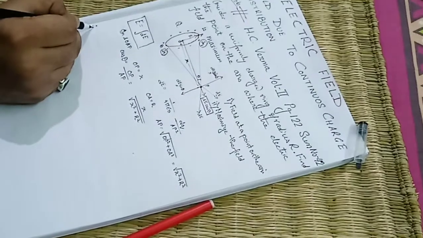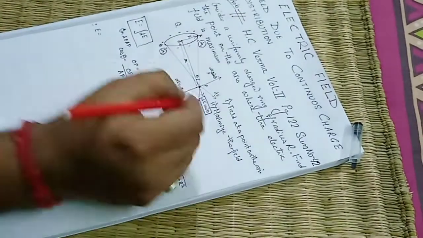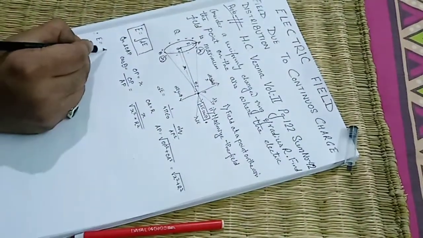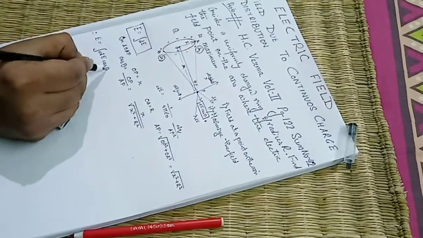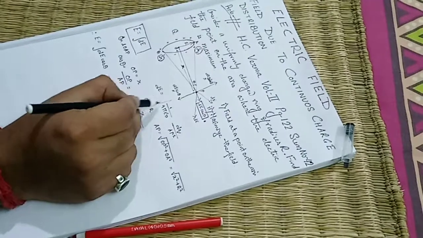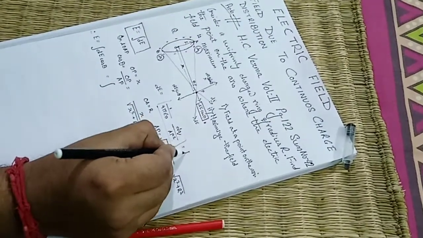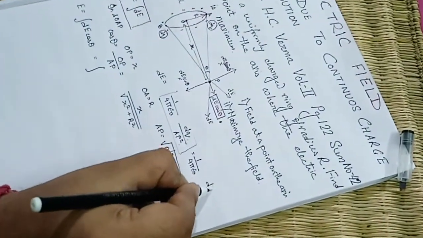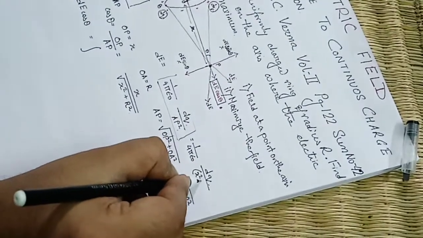Therefore, our net field E, which we have already got as the result of dE cos theta, is the integration of dE cos theta, equals the integral of what is dE. We have already found out the value, and here we have, if we replace, 1 by 4 pi epsilon naught dq by what is AP square, x square plus R square.